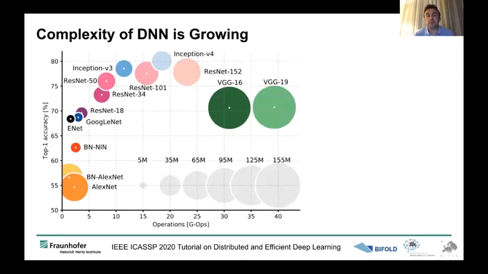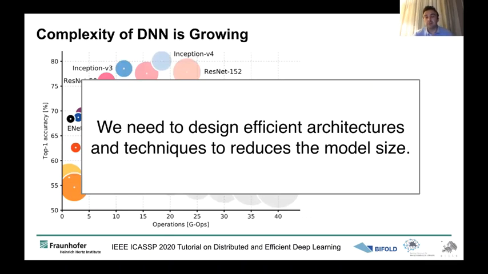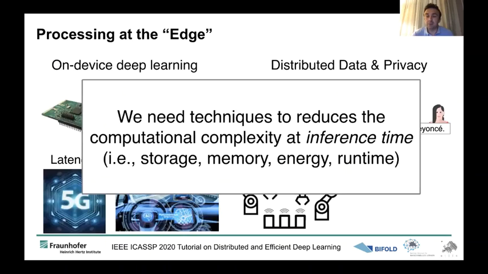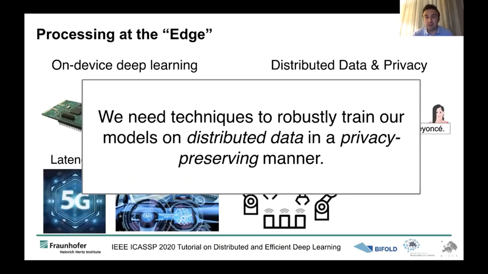We need to think about techniques to design more efficient architectures, to reduce the model size, to reduce complexity at training time, to reduce complexity at inference time, and to be able to train in a distributed manner. So these are many topics, and this tutorial will cover some of them.